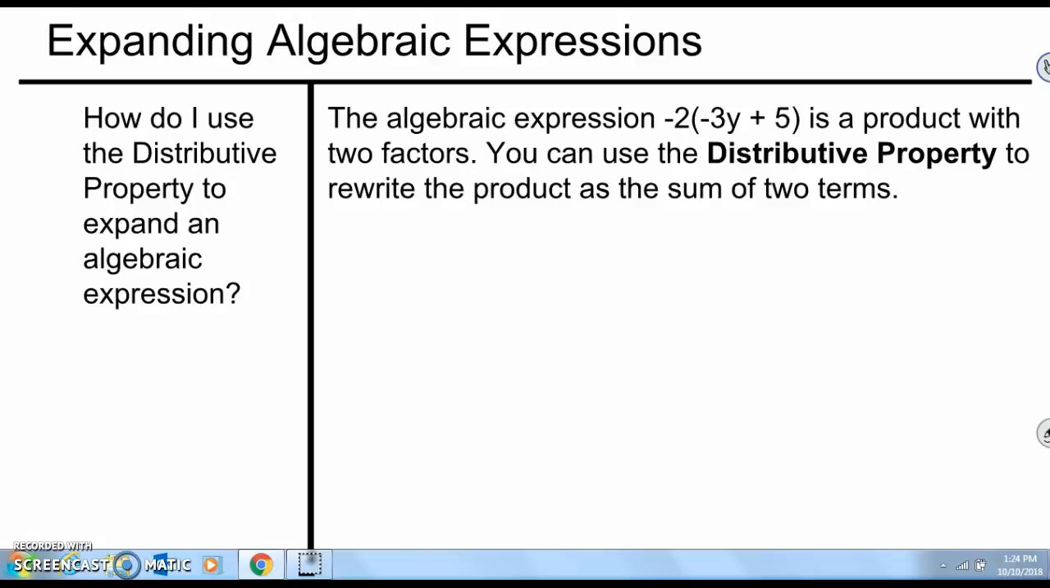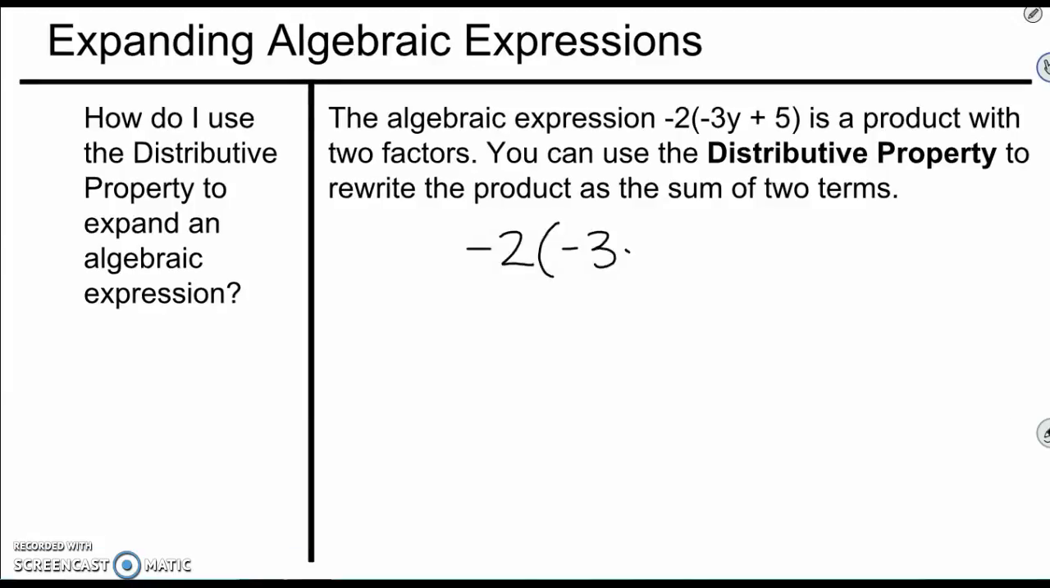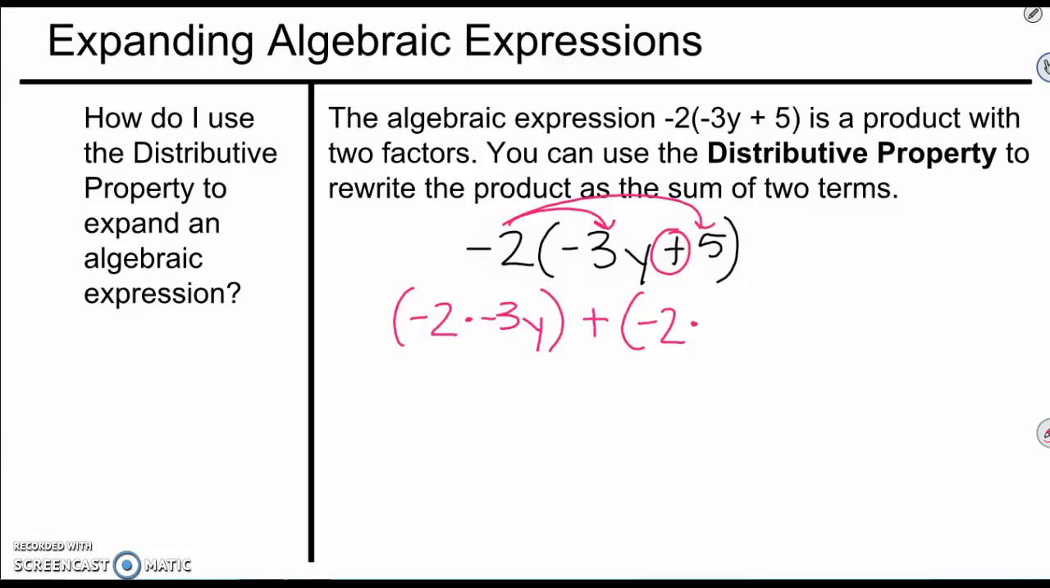For example, -2 times (-3y plus 5). When using the distributive property, we multiply everything outside of the parentheses times everything inside the parentheses. So we begin by multiplying -2 times -3y. Plus, we see our addition sign, -2 times +5.